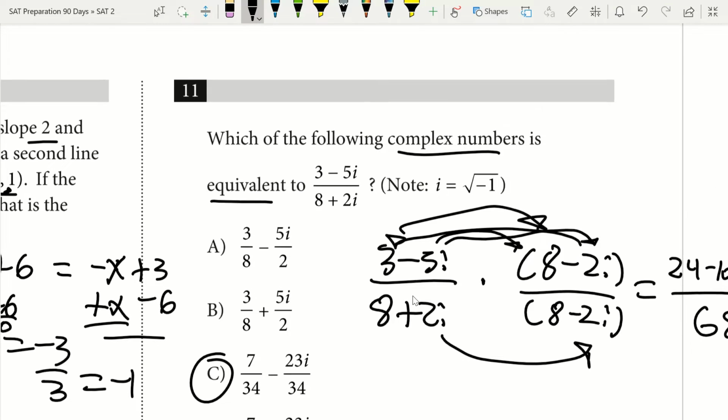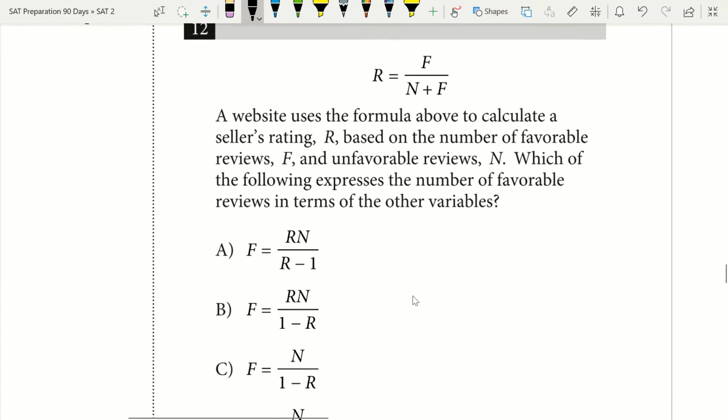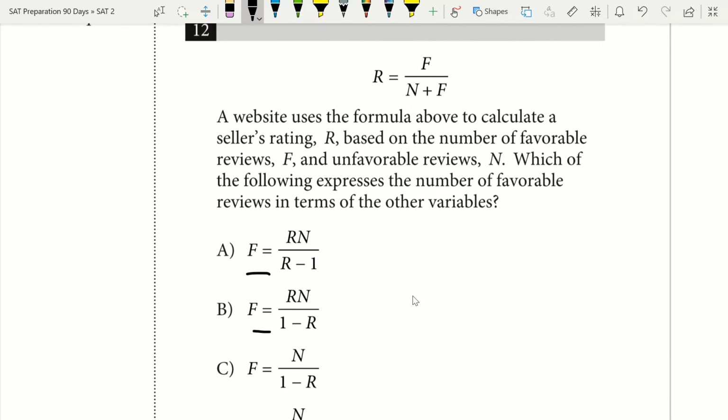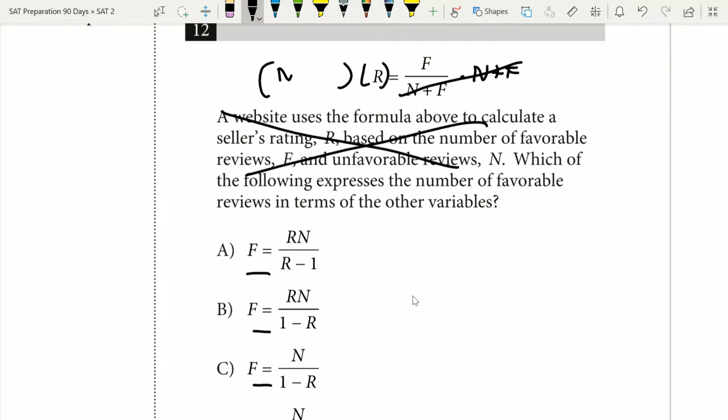Okay, now we've got question 12 right here. We've got a formula. I see immediately that I have everything set up for what F equals, so I don't even have to read this. I can just find what F equals. Multiply by n plus f to get rid of that. Multiply that r by n plus f.